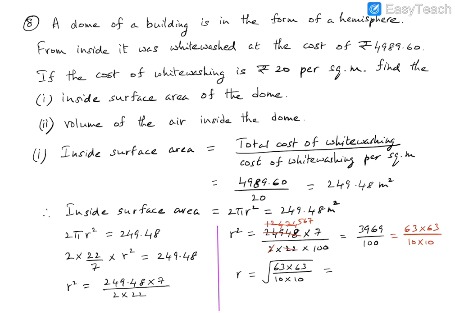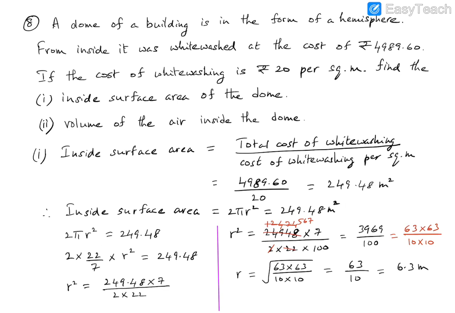So that will give us, again, when we take the square roots, when we have some number appearing twice in a product inside the square root, we can take it outside as only once. So we'll simply get 63 divided by 10. So 63 divided by 10, which is basically 6.3 meters. Okay, so that gives us the radius of the hemispherical dome. Okay, so we now have the radius of the dome.